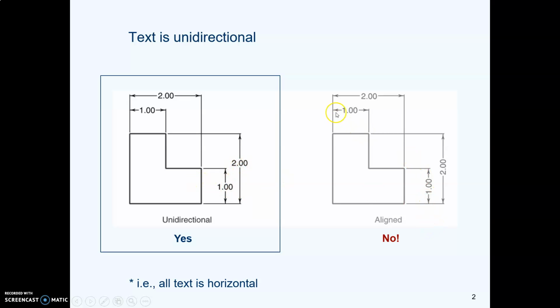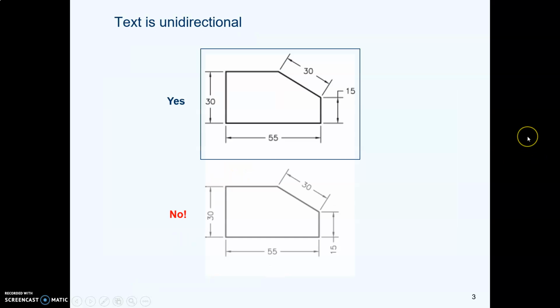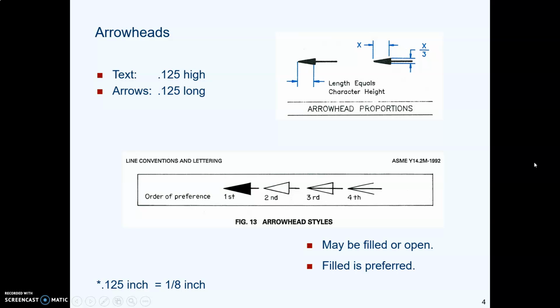No matter what direction the arrows are going, the text is always unidirectional. Text is 1/8 of an inch high, arrows are 1/8 of an inch long. There's that 1/8 of an inch size again. It keeps showing up over and over again.